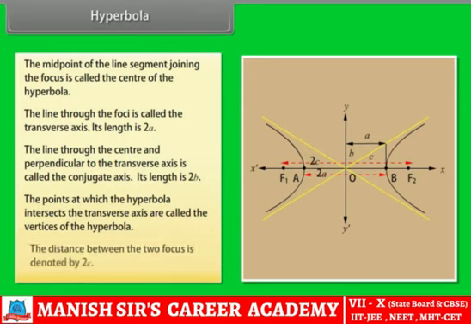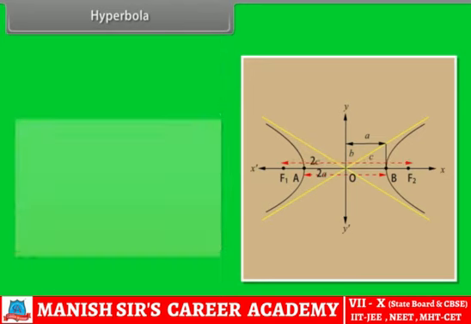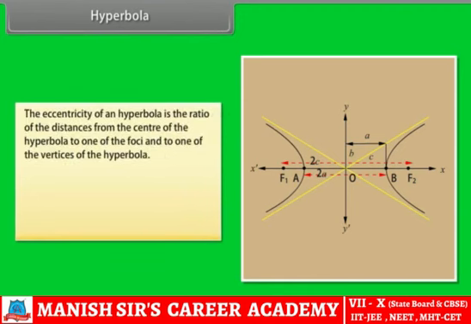The points at which the hyperbola intersects the transverse axis are called the vertices of the hyperbola. The distance between the two foci is denoted by 2c. The eccentricity of a hyperbola is the ratio of the distances from the center of the hyperbola to one of the foci and to one of the vertices of the hyperbola. That is, e is equal to c by a. Since c is greater than or equal to a, the eccentricity is never less than 1.